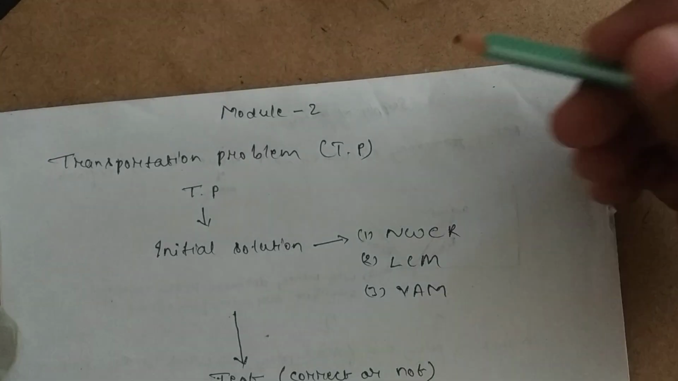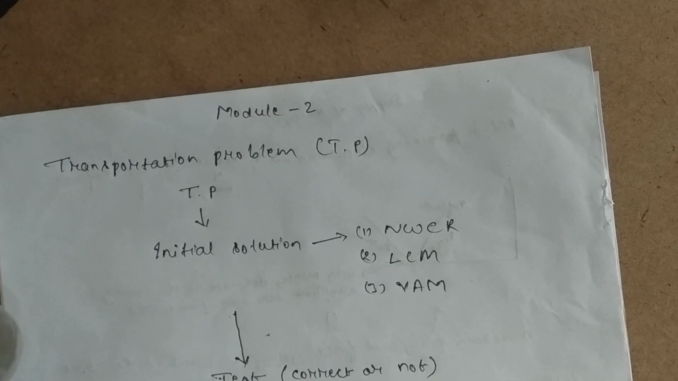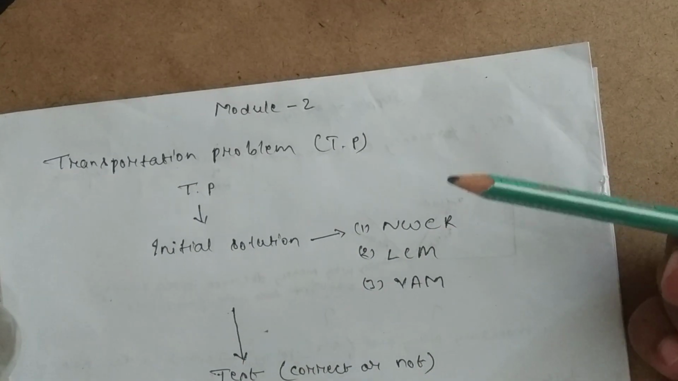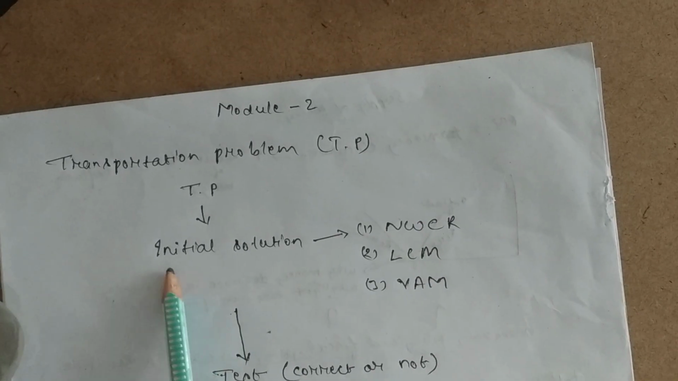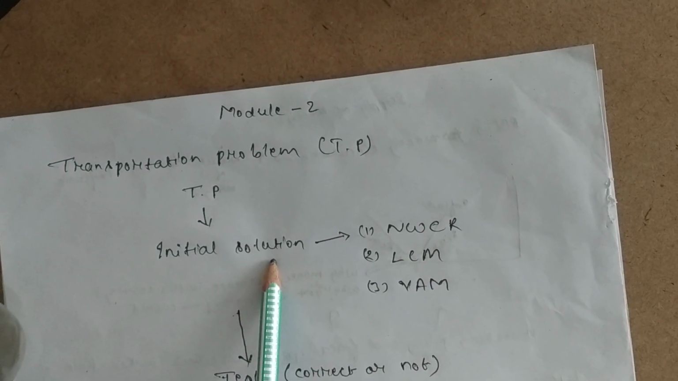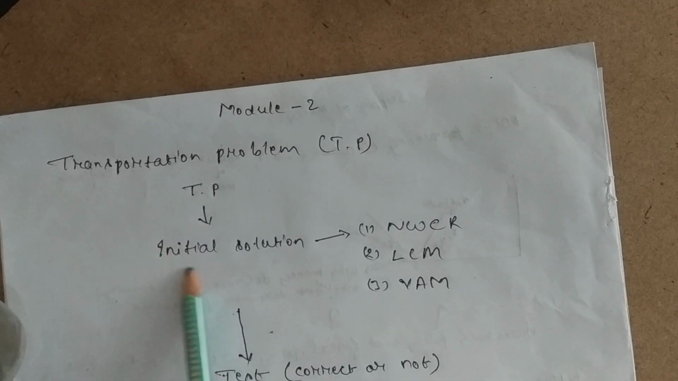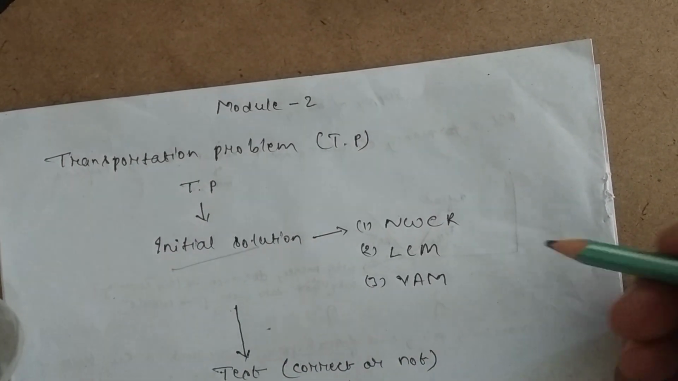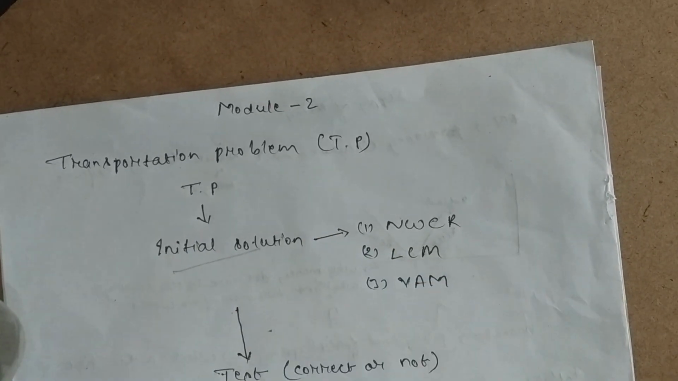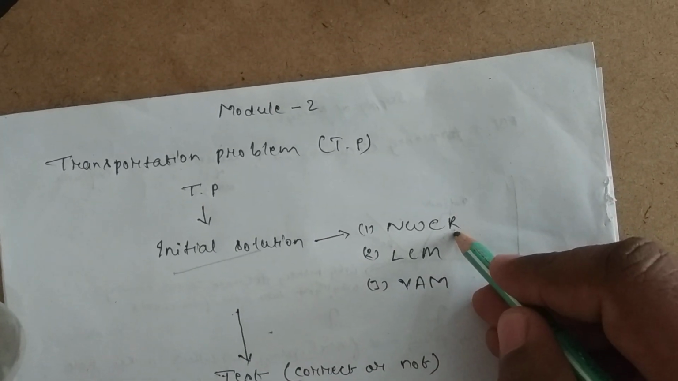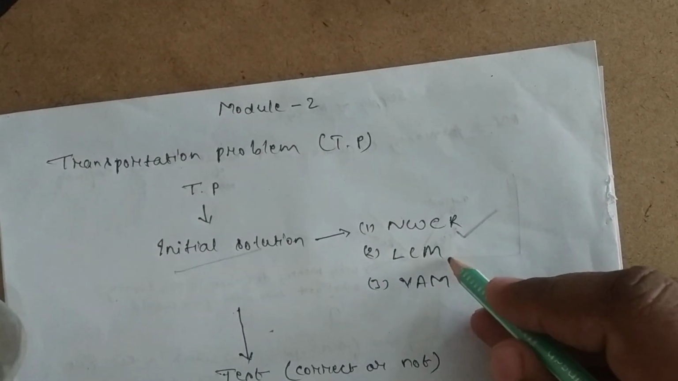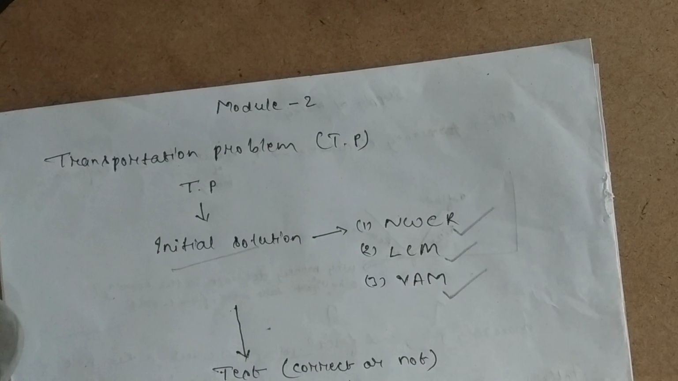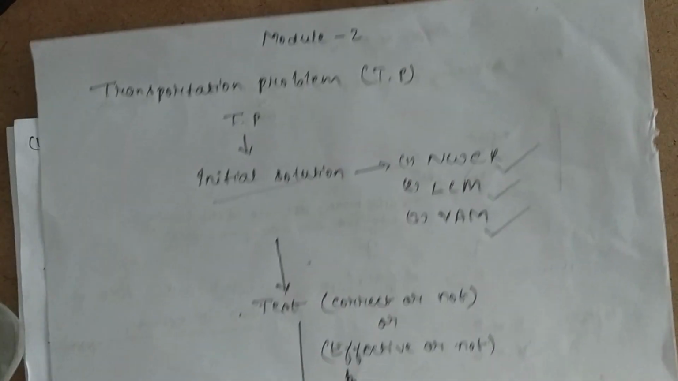Okay, hi friends, let's start Module 2, which is the transportation problem. While solving this problem, we'll be going through the initial solution. To find this initial solution, we have some techniques which we'll go through. First is NWCR, second is LCM, third is VAM. We'll see the full forms as we come across the problems.